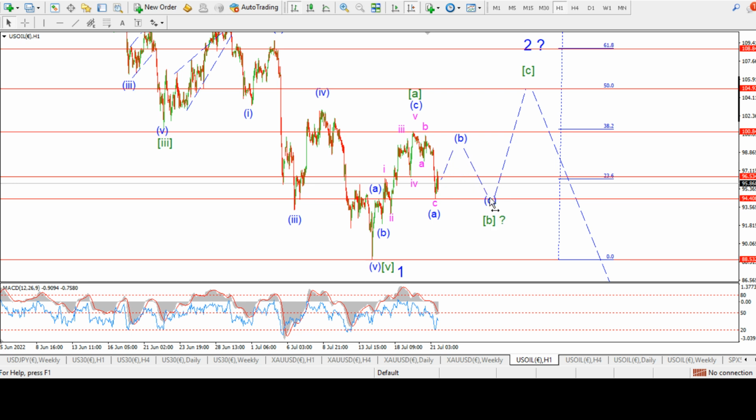So for the moment, I'm not going to rule out a larger 3-wave pattern in wave B. So maybe we get a flat pattern here, 3 down in A, 3 up in B, and then 5 down in C. So more or less over the next week or so, we get sideways action into a new higher low, and then we rally again in wave C.